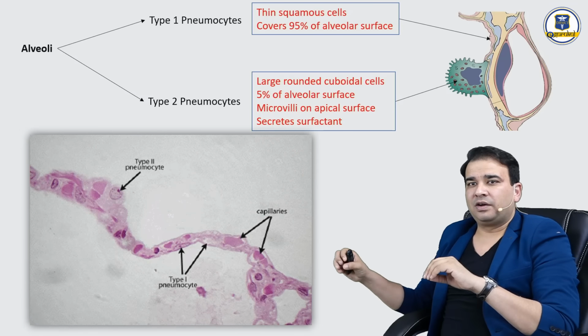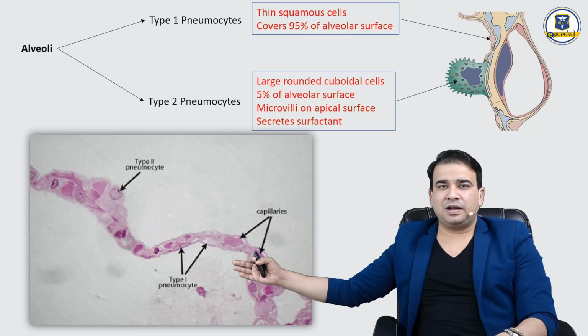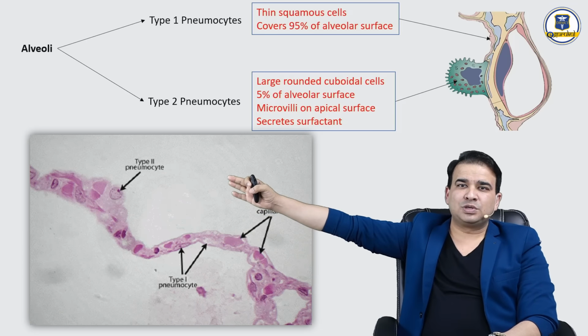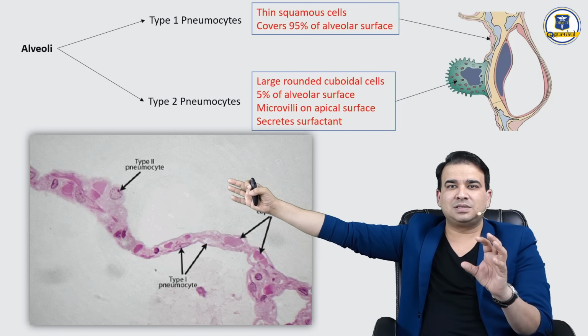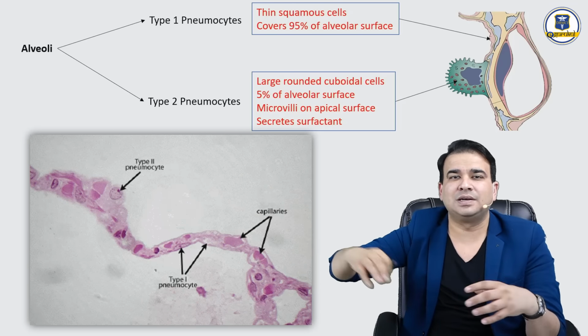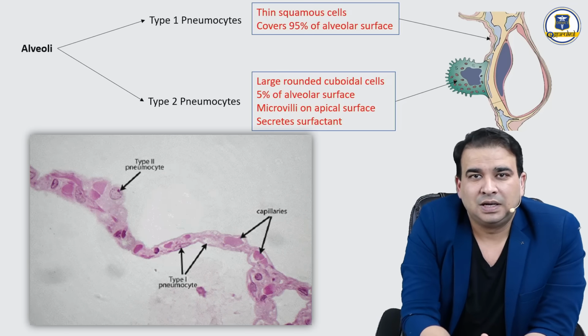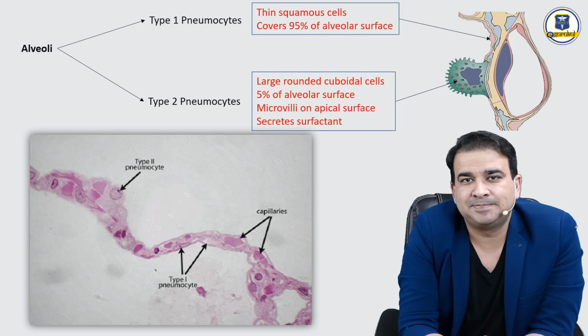Now let me show you one real-time section for that. I hope you can easily appreciate the difference between type 1 and type 2. Type 1, look at these flat cells over there, and type 2 pneumocyte, as you can see, is a huge cell with a big rounded nucleus, and a rounded nucleus is indicative of the cuboidal type of cells. So this is about the lining epithelium of the respiratory tract.